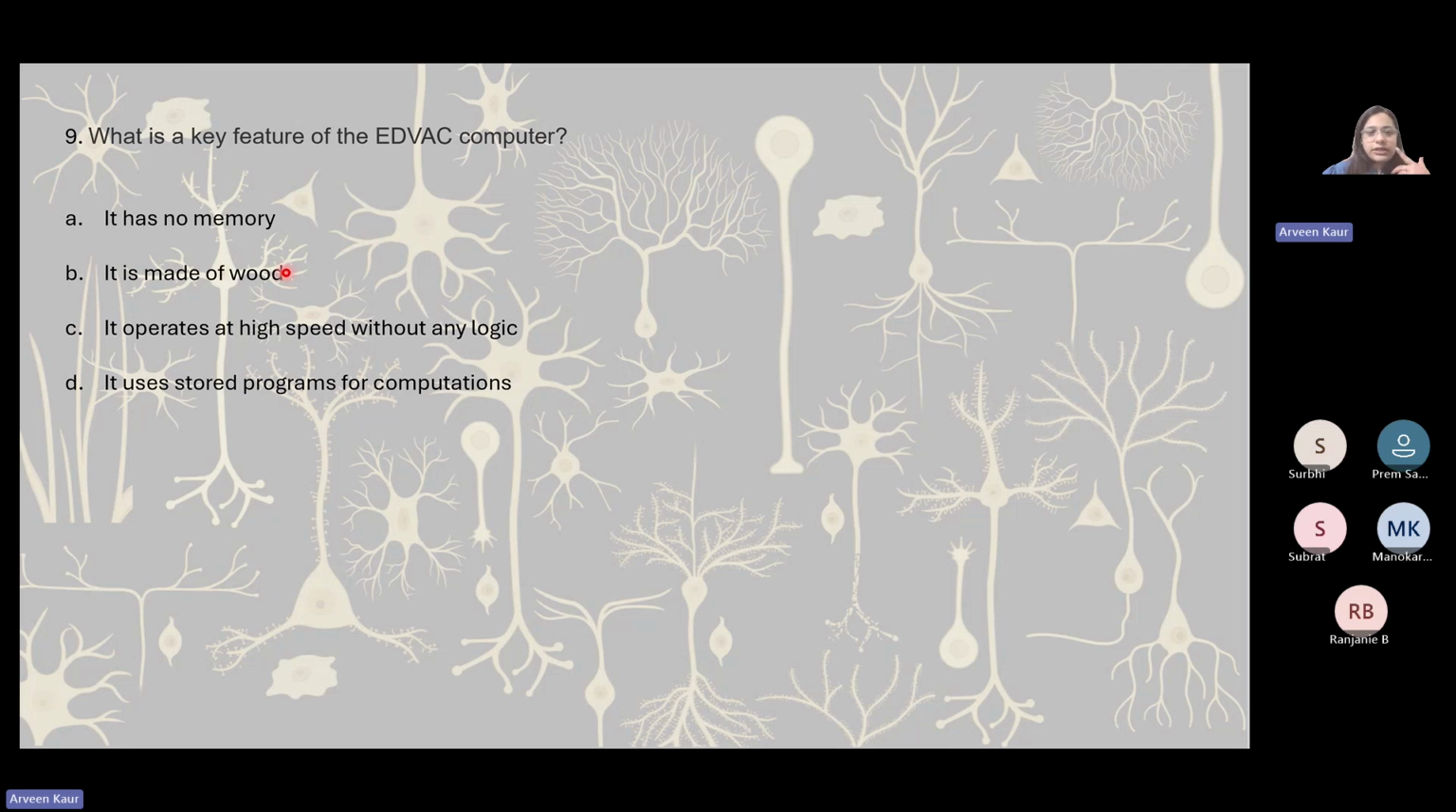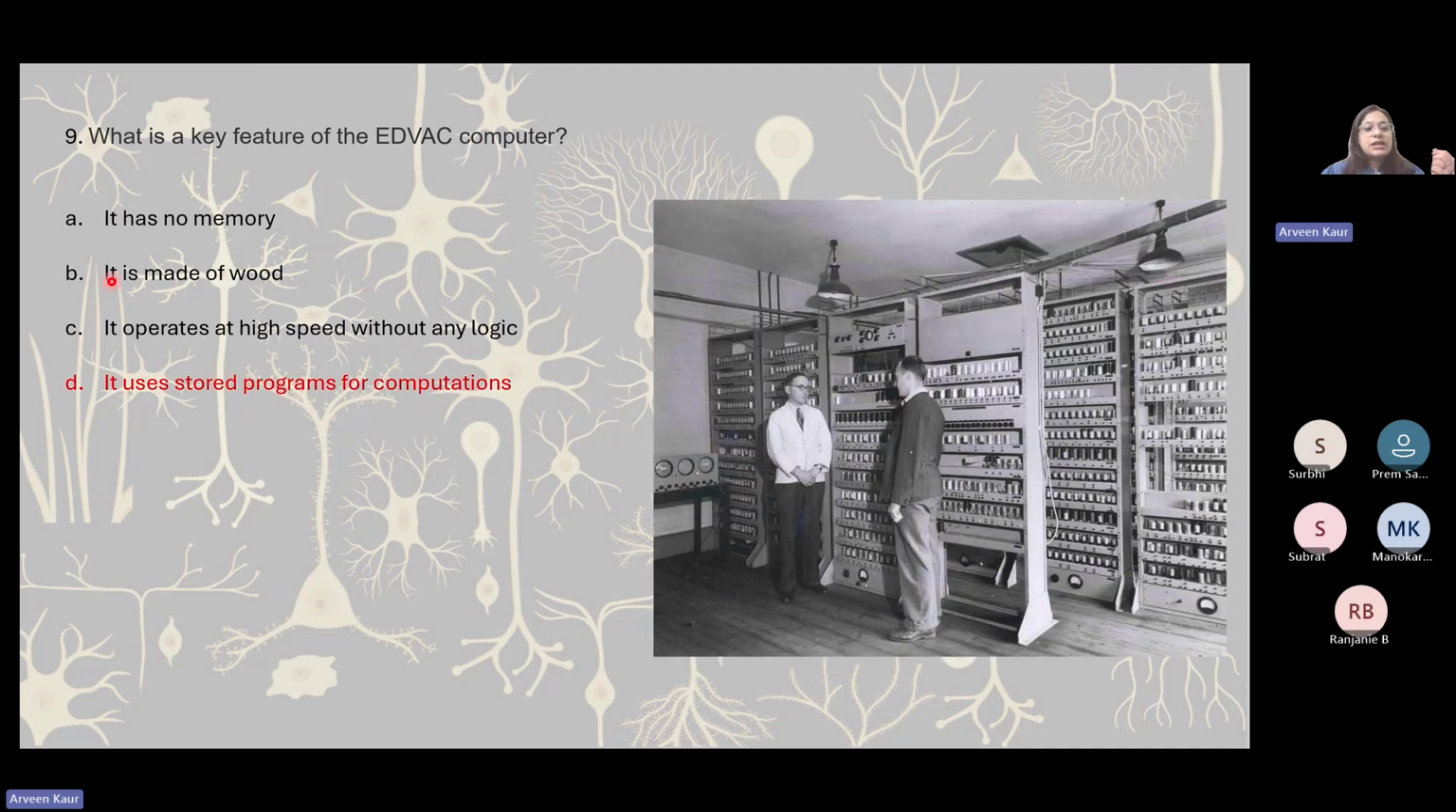It was definitely not made of wood. There is a lot of circuitry that goes behind a computer, and the structure in which it is stored can be made of wood, but these things have to be conducting, right? Because there are electrical components that are used. So it was not made of wood also. So something out of C and D. What was the correct answer? It was actually D, right? So it uses stored programs for computations. That was an advantage or key feature of this EDVAC computer.